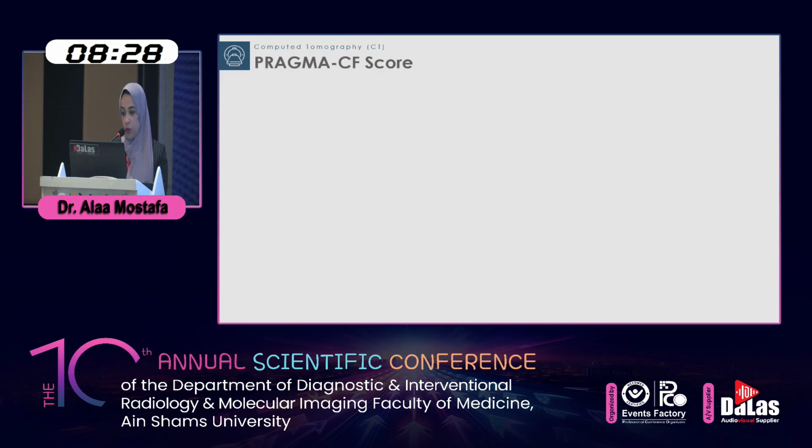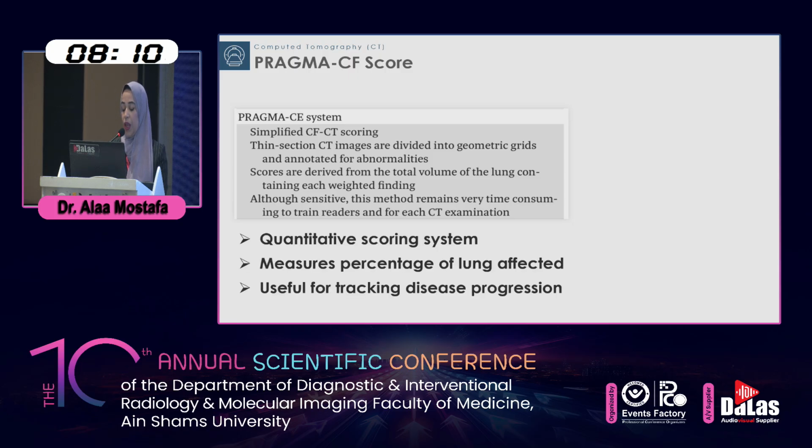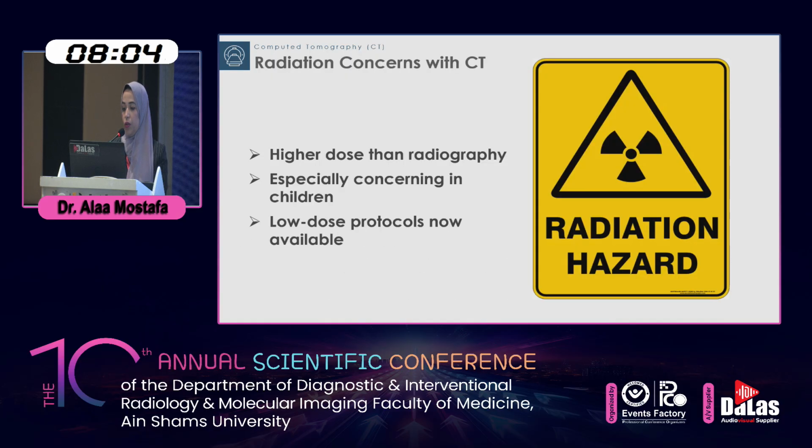Brody cystic fibrosis score, which is a simplified CF-CT scoring. Thin section CT images are divided into geometric grids and annotated for abnormalities. Scores are derived from the total volume of the lung containing each weighted finding. Although sensitive, this method remains very time-consuming, both to train readers and for each CT examination. Its quantitative scoring system measures the percentage of lung affected, useful for tracking disease progression.